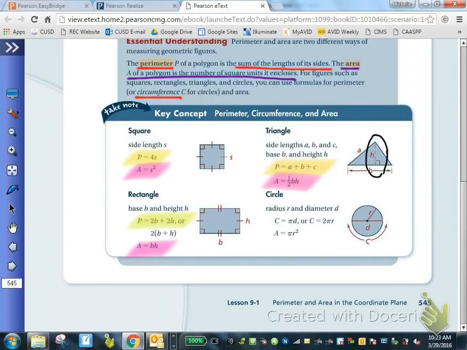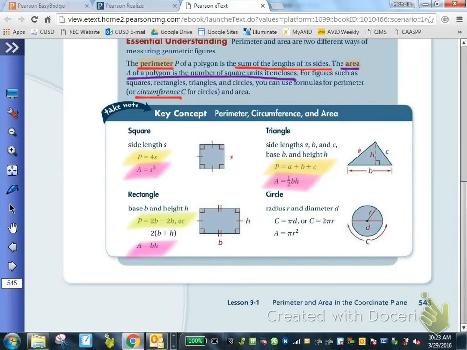Okay? So sometimes you'll get a triangle that maybe doesn't give you the height, but you can find it because we also have a rule for right triangles, which is the Pythagorean theorem, which says a squared plus b squared equals c squared. Okay.